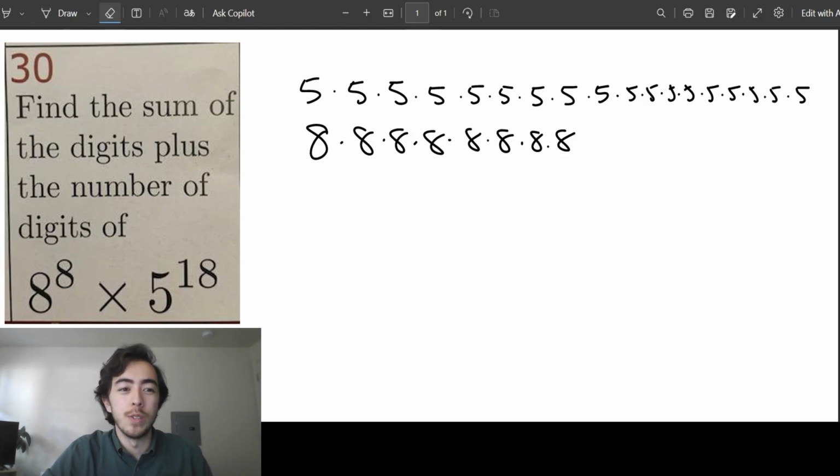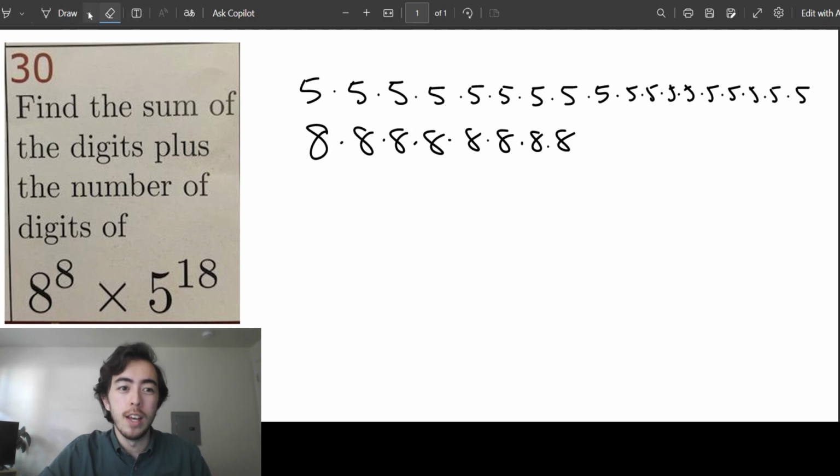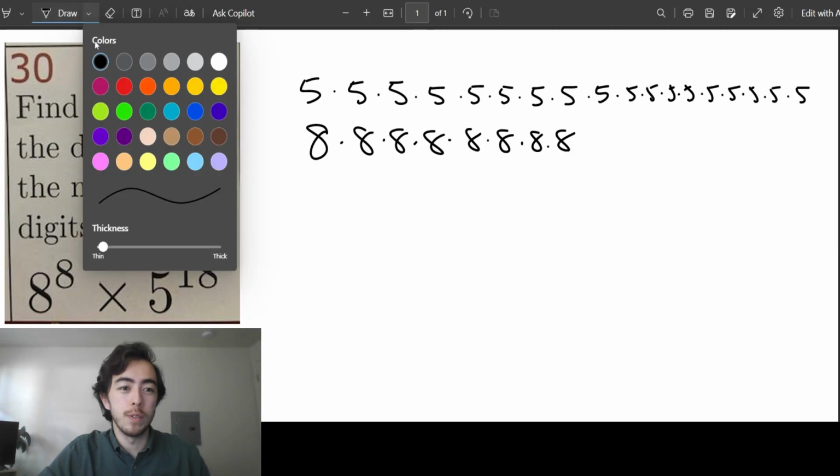Now, that sounds really tricky. Instead, what I would like to do is try multiplying with multiples or factors of 10 rather than 5s and 8s, because when I multiply by 10s, all I do is just tack on another 0. And so fortunately, we have a whole bunch of 5s and a whole bunch of 8s at our disposal.